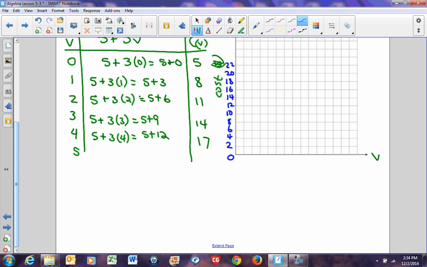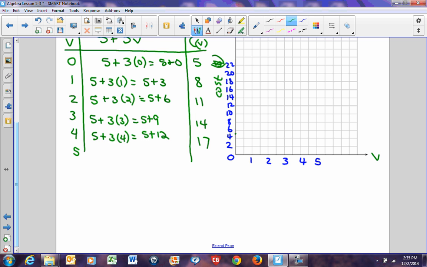Okay. On my other axis, I only need to go from 0 to 5. So I'm going to go 0. I'm going to skip every other line. There's 1, skip 1, that's 2, skip 1, that's 3, skip 1, that's 4, skip 1. I don't have to, but it just looks nice and neat this way. And then I'm going to plot my points. When I rent 0 video games, it costs me $5. So I'm going to put $5 on my graph, which is about right here.